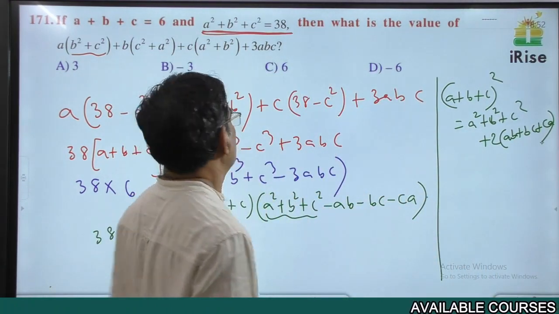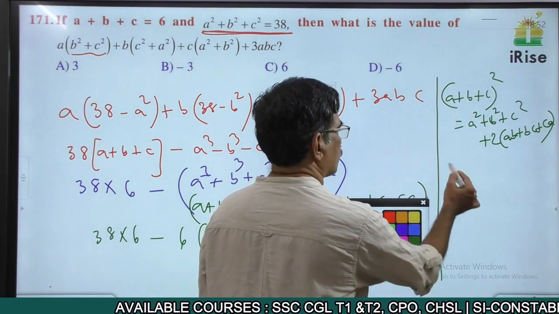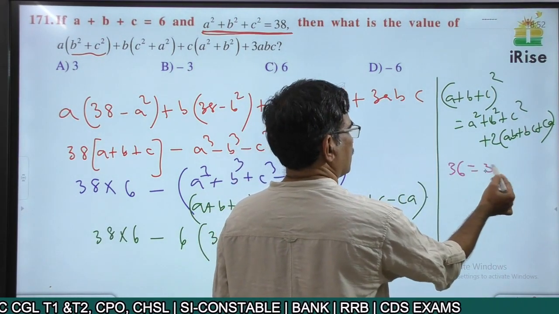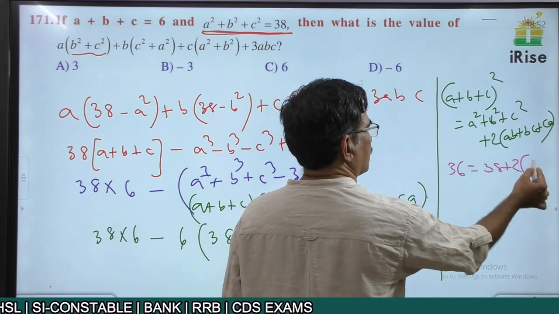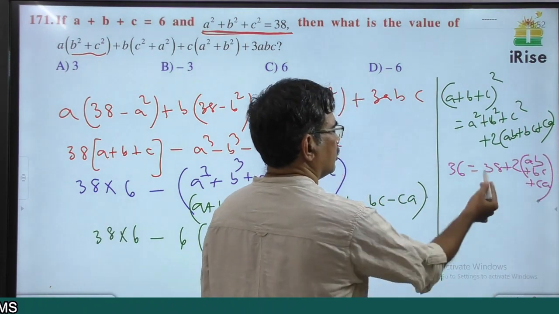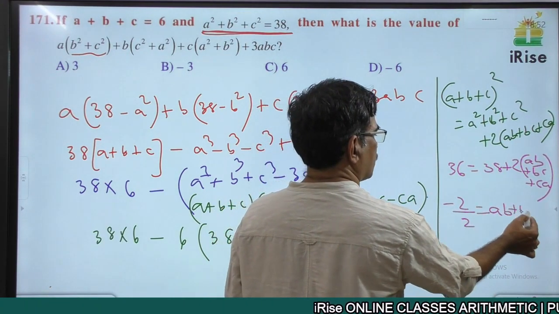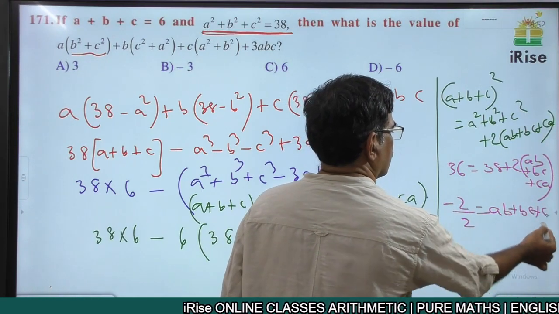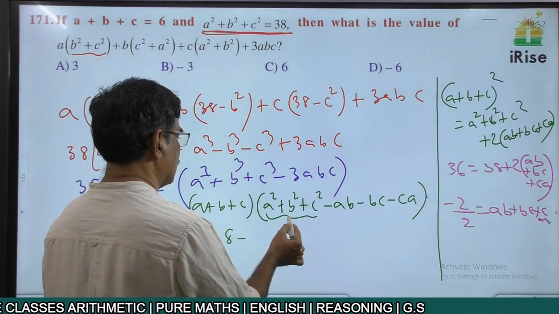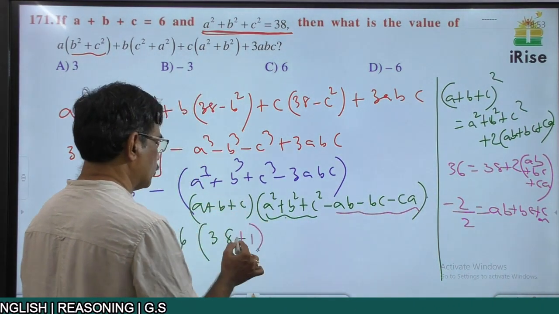Okay, a plus b plus c is already 6. So 6 square, 36, is equal to a square plus b square plus c square, which is 38, plus 2 times (ab plus bc plus ca). This is minus 2 by 2, which is equal to ab plus bc plus ca. Therefore this value is minus 1, this is 38, and this value is a minus 1, so it becomes a plus 1.